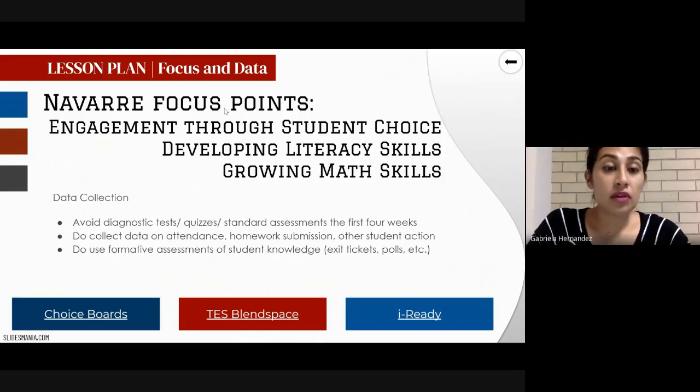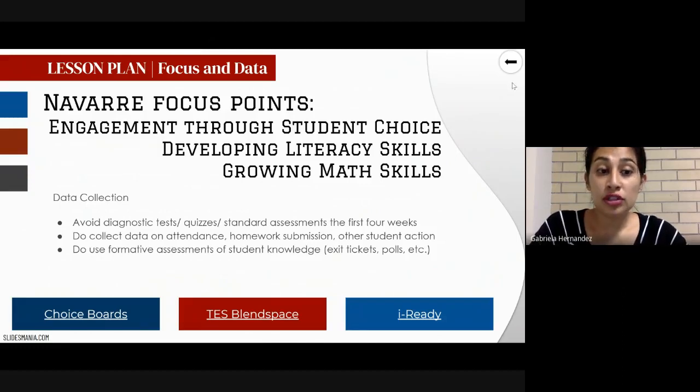So our main focus points for this year are going to be engagement through student choice, developing literacy skills, and growing our math skills. Now, when it comes to data collection, I want you guys to make sure that you're avoiding diagnostic tests, quizzes, and standard assessments the first 4 weeks of school. While these are necessary for our benchmark data, we need to make sure that we're focusing on building relationships and getting students into the understanding of virtual school.